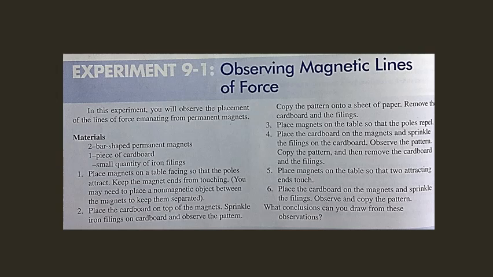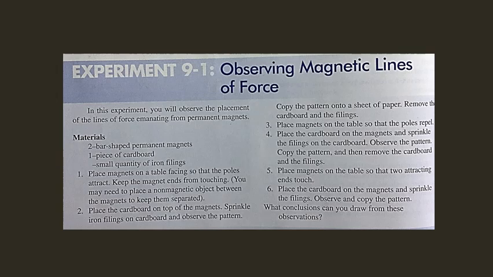And that wraps up chapter 10. Now I'll move on to experiments. I'll describe the experiments so you can go ahead and perform those. Experiment 9-1, observing magnetic lines of force. In this experiment, you'll observe the placement of the lines of force emanating from permanent magnets. For this, you will need 2 bar-shaped permanent magnets, 1 piece of cardboard, and a small quantity of iron filings.